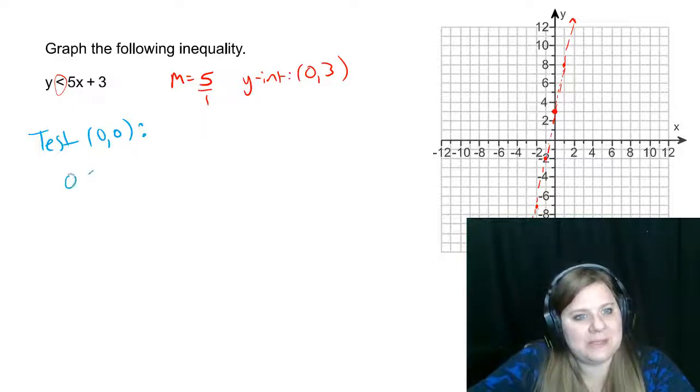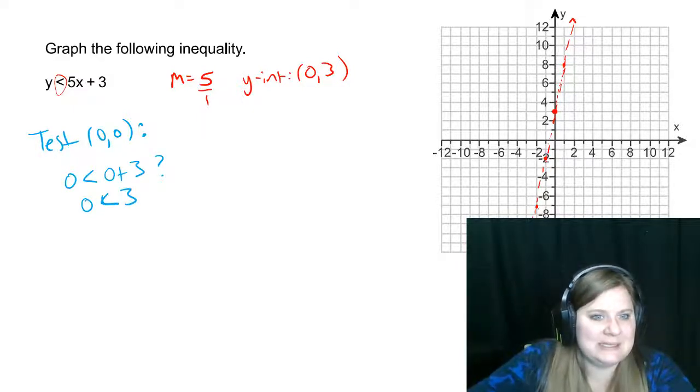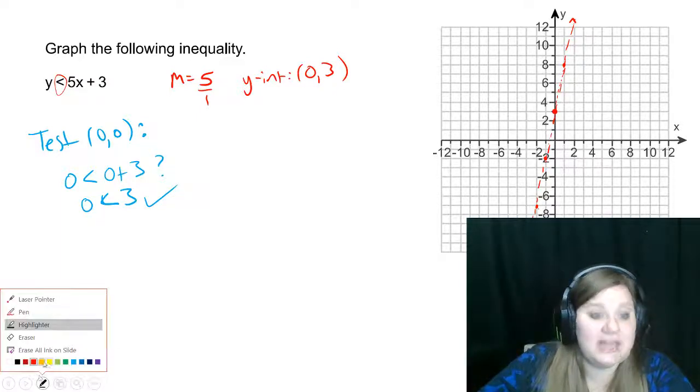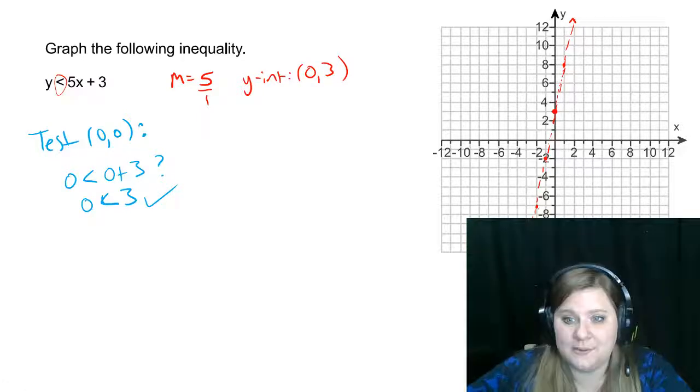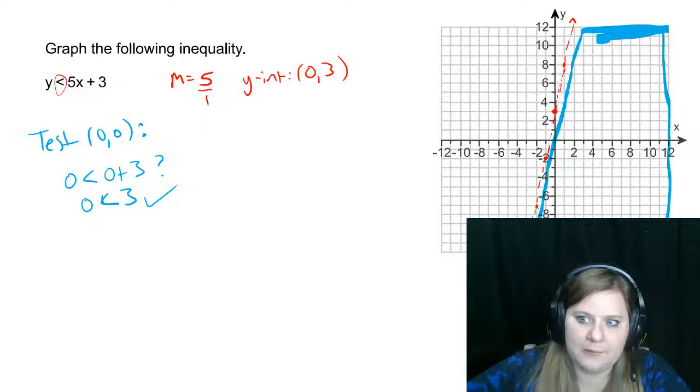All right, when I do, I get 0 is less than 0 plus 3. 0 is less than 3. So that tells me when I go to shade, I'm going to shade on the side of (0, 0). So (0, 0) is on the right side of this inequality. So I'm going to shade over here.